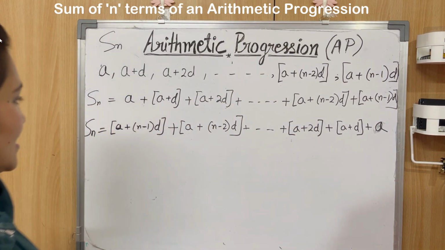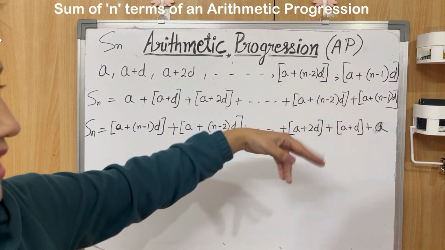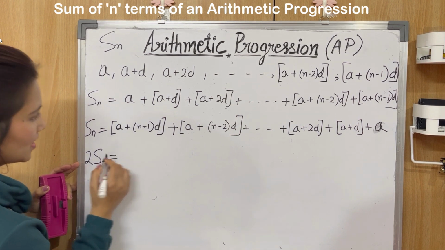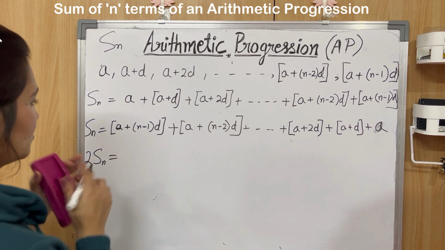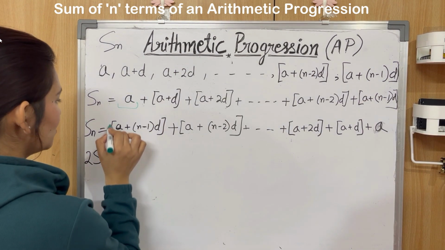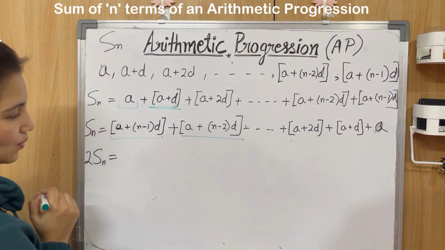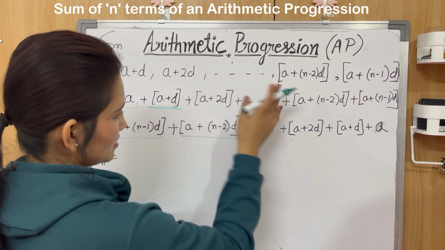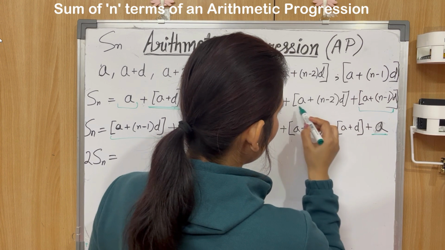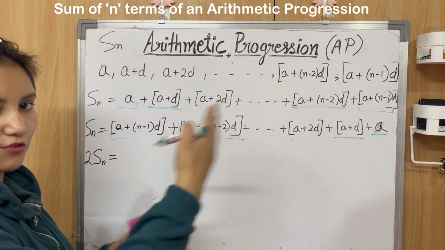Now let's add these two equations. This is equation number 1, this is equation number 2. Now let's add these two. So Sn plus Sn will be 2Sn, twice Sn. I'll use a different pen so that you understand. I'll add the first term of this with the first term of this. Now this term we'll just skip because the answer would be the same. Now this last term will add to this term, and this second last term will add to this second last term. The rest will follow the same sequence.